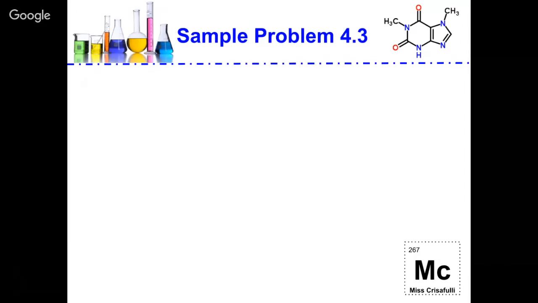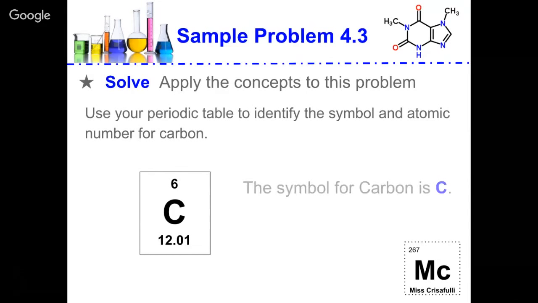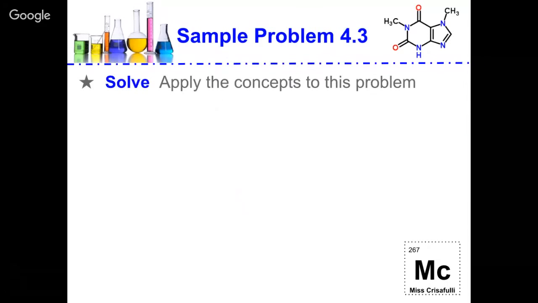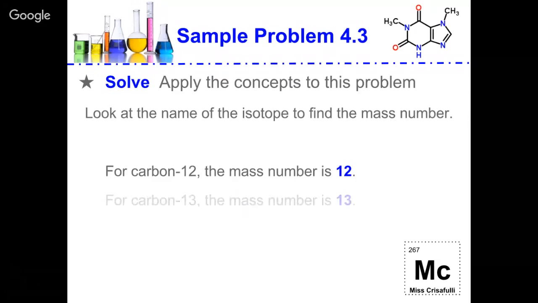First, we're going to look at the periodic table for carbon. Here is the box for carbon on your periodic table. The symbol for carbon is C, so we're going to need that to write our symbol. The atomic number is 6, so we're also going to need that. And the last piece of information we need is the mass number. The mass number is given to us because, for example, in carbon-12 the mass number is 12, and in carbon-13 the mass number is 13. So you can look at the name of the isotope to determine the mass number.